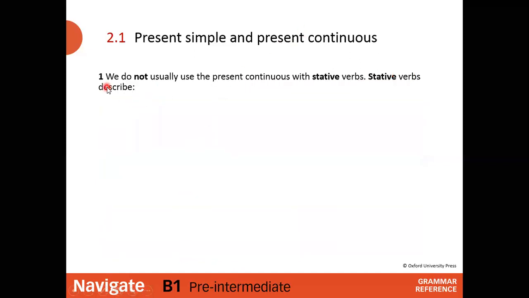Now, we do not usually use present continuous with stative verbs. Now, let's talk about stative verbs. Stative verbs, what are they? Stative verbs describe feelings like love, hate, feel. All these verbs show feelings. Next, desires. Stative verbs describe desires. For example, prefer, want, need. These are all your desires. You prefer, you want, you need something.